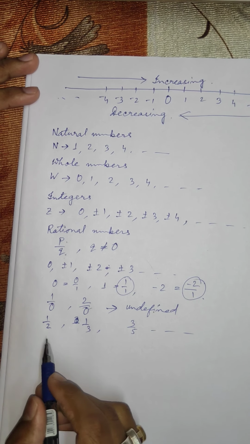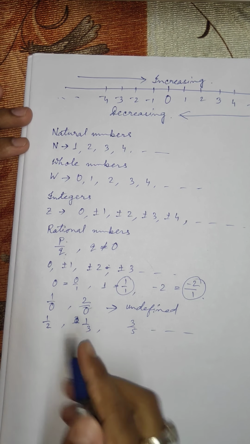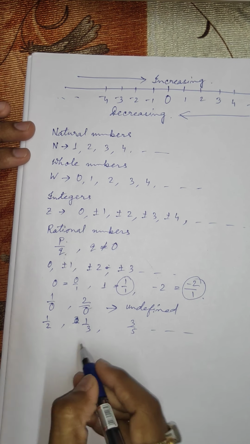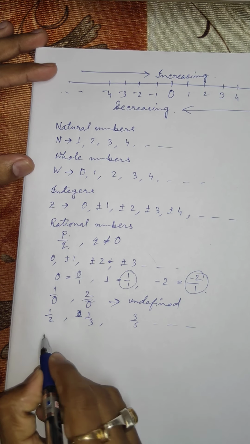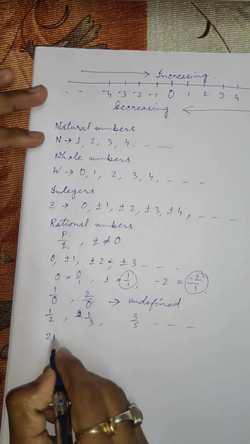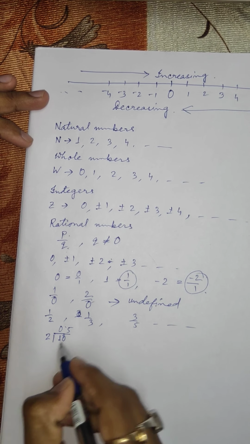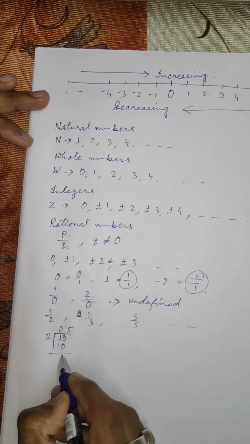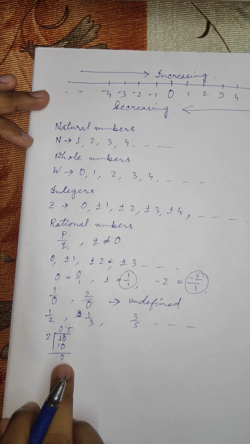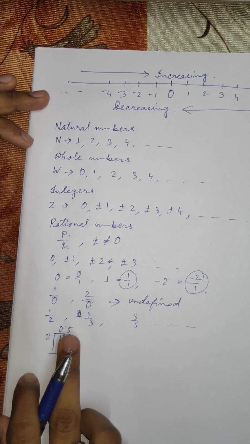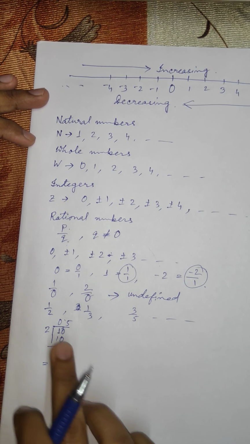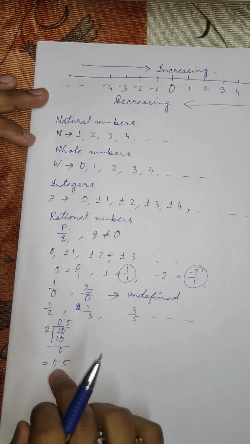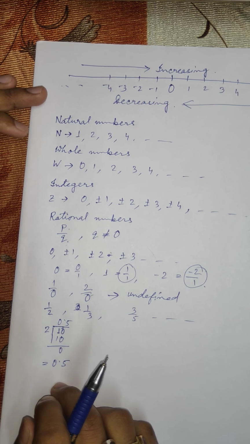Now one thing, we will find the decimal expansion of these numbers. Suppose 1 by 2. Let's see the decimal expansion. 1 by 2 means we have to divide 1 by 2. Let's divide. Now you see we have got the remainder 0. So decimal terminates here. We cannot proceed further. Answer is 0.5. So decimal expansion of 1 by 2 is 0.5. So this is a terminating decimal.